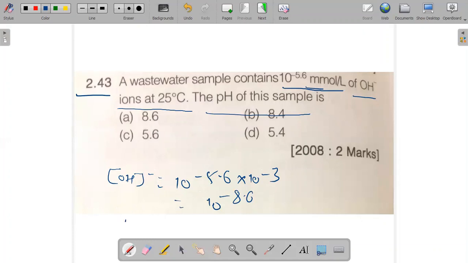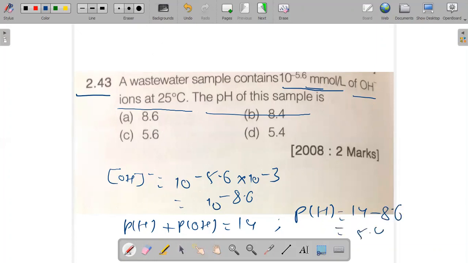So if you need the pH, we know that pH plus pOH is equal to 14. So if you need pH, you need to do 14 minus 8.6, which is 5.4. So option D is the correct answer. This is a question of 2008, which is 2 marks of the GATE examination. Let's move towards our next question.